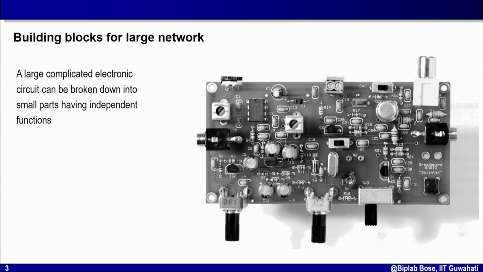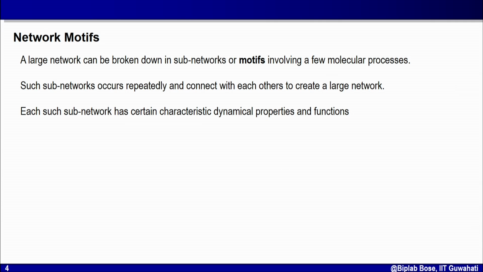What I am saying here is, let us break down a large molecular network into small parts, the way engineers break down an electronic circuit into smaller ones. If I break a large molecular network into sub-parts, we get sub-networks, right? And we call them network motifs. These motifs are not just made up of one molecule. They involve multiple molecules and a few molecular processes.